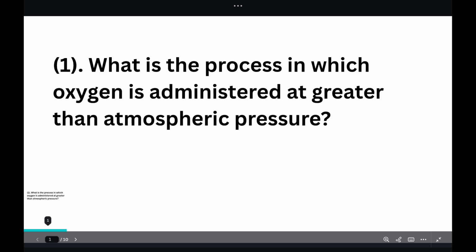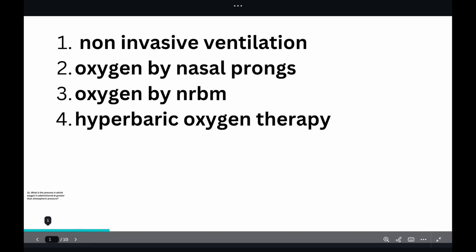The given question is, what is the process in which oxygen is administered at greater than atmospheric pressure? The given options are non-invasive ventilation, oxygen by nozzle pumps, oxygen by NRBM, hyperbaric oxygen therapy. The correct answer is hyperbaric oxygen therapy.